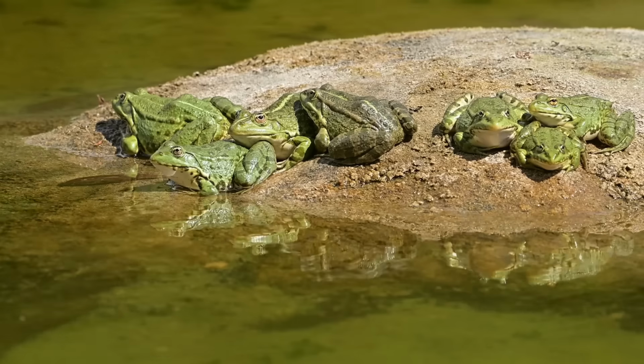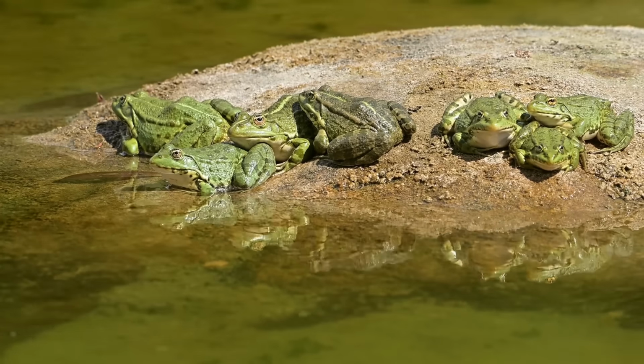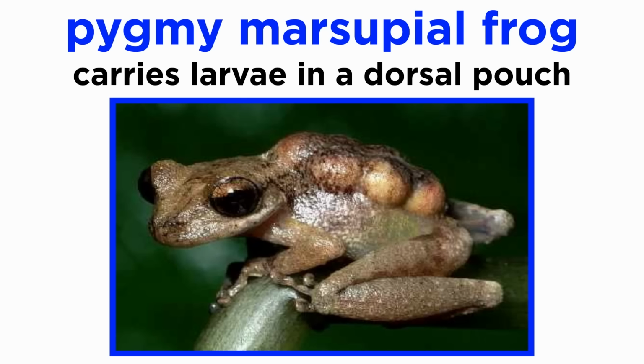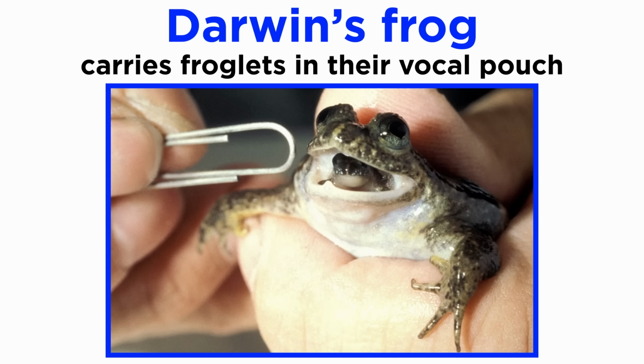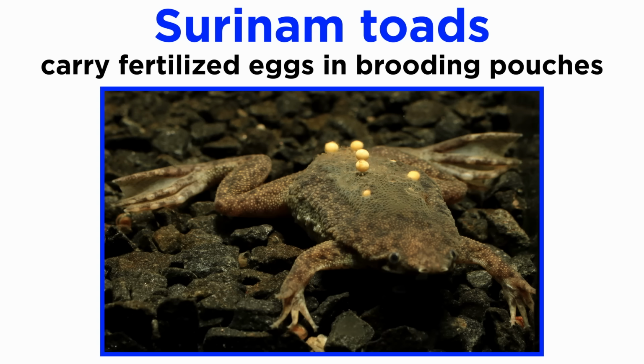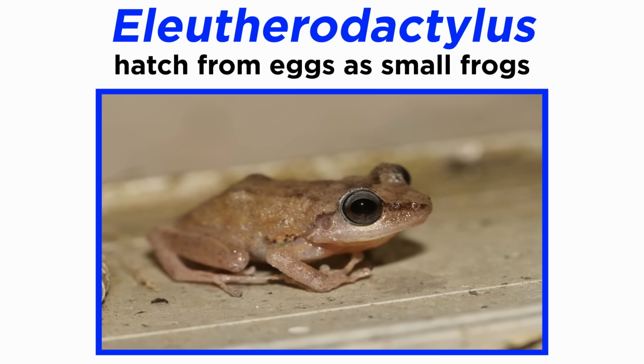all Anurans. For one, although most frogs show no parental care, the South American pygmy marsupial frog, for example, carries their larvae in a dorsal pouch, while male Darwin's frogs carry their developing froglets in their vocal pouches, and Suriname toads carry their fertilized eggs in embedded brooding pouches on their back. Others, like those of genus Eleutherodactylus, hatch from eggs as small frogs and bypass the tadpole stage entirely.